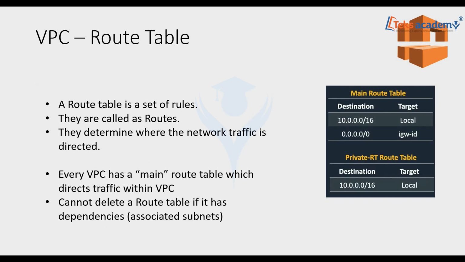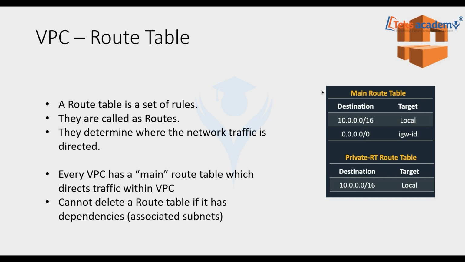Okay. Next is a route table. A route table is nothing but a set of rules. These rules are called routes, and they determine the flow of the network traffic. By default, when we create a VPC, a main route table will be created. For example, if I am creating a VPC with 10.0.0.0/16, then a main route table will be created with the rule 10.0.0.0/16 and target is local.